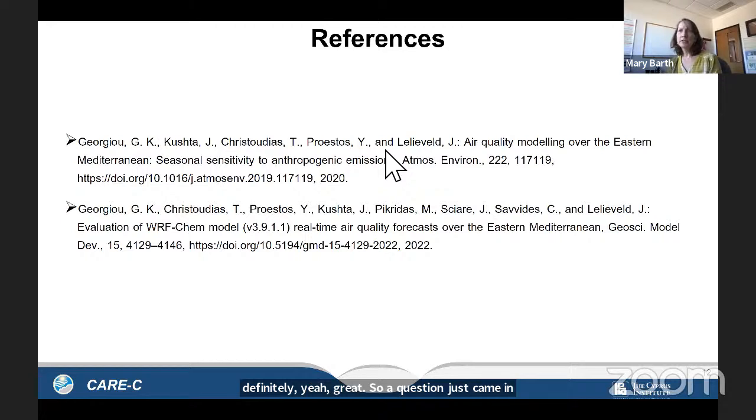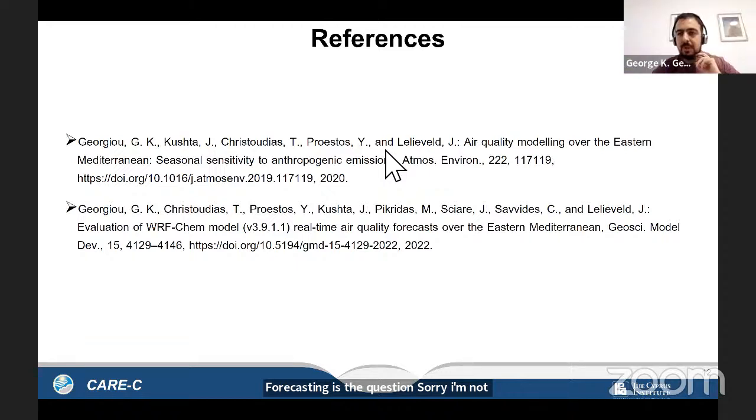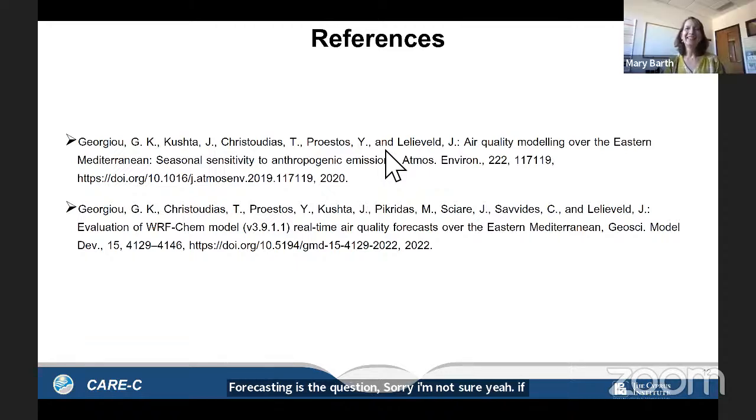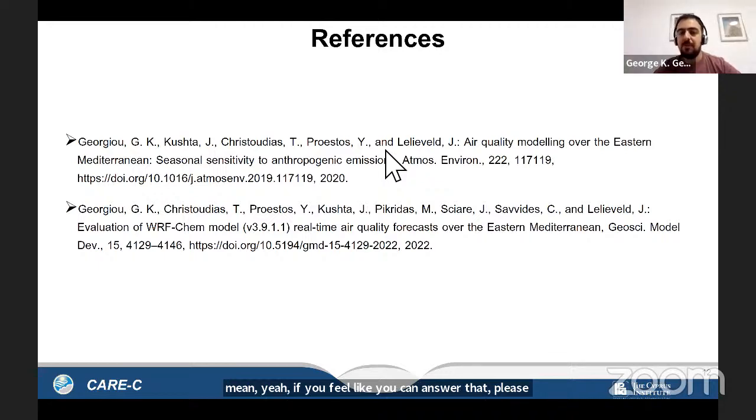Great. So a question just came in from Gordon Brooks: do you use any particular model for dust transport forecasting? Actually, we're not using any other model apart from WRF-Chem. The GOCART dust scheme runs through the simulation online with WRF-Chem. So the GOCART scheme actually provides the dust emissions in the WRF-Chem model. I hope I answered the question.